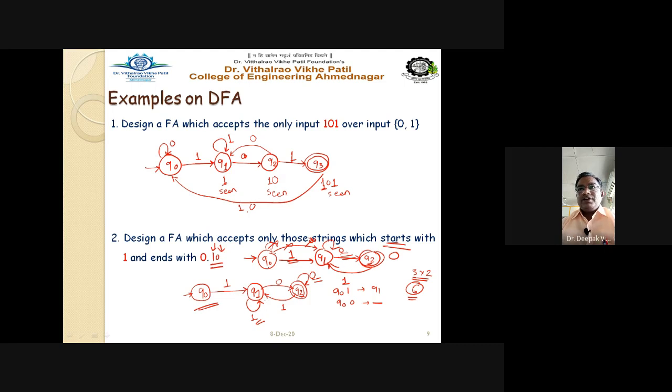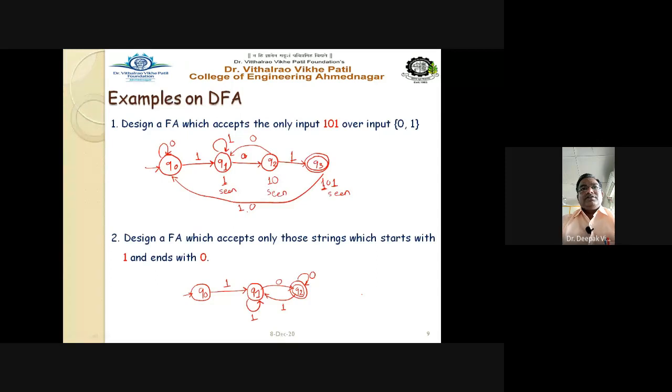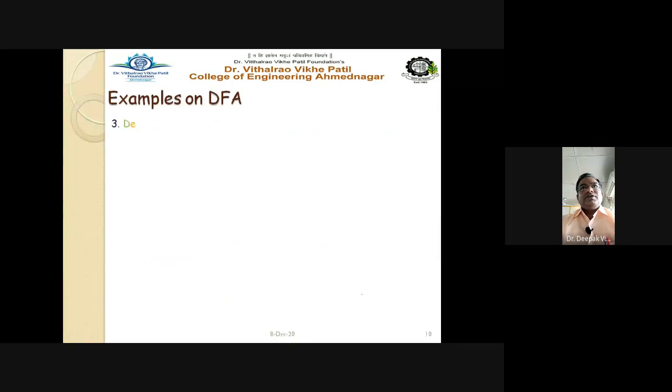So this is the way to draw the DFA. This is the correct DFA drawn here. At Q0, only one transition is possible. On 0, there is no transition, because if you take 0, it becomes totally wrong here, right? So this is the way. We'll go to the next example.